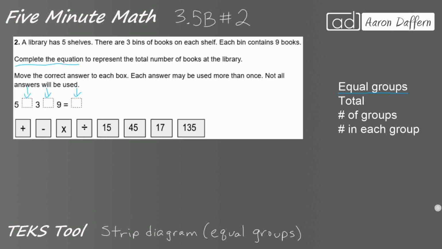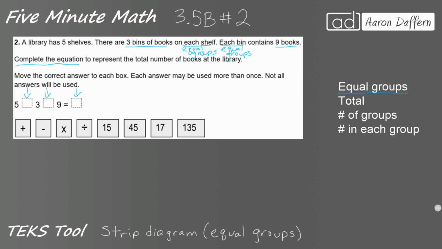Each shelf has got 3 bins of books. So this is equal groups because each shelf has got the same number. And then we've got each bin containing 9 books, so this is also equal groups. When you have two sets of equal groups, that lets you know that we're dealing with a two-step problem, because we've got bins with books and then bins on shelves.